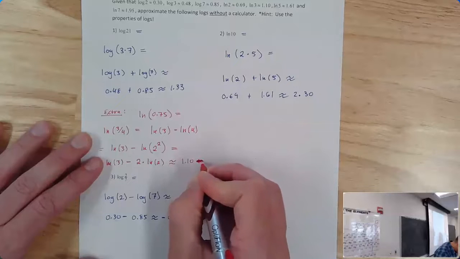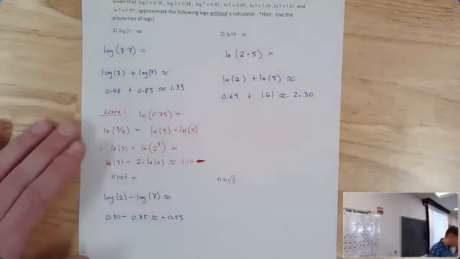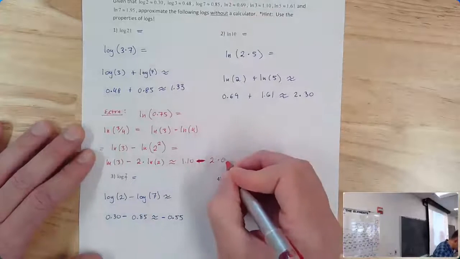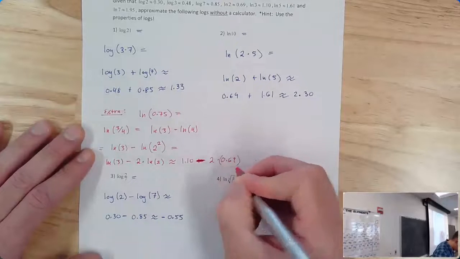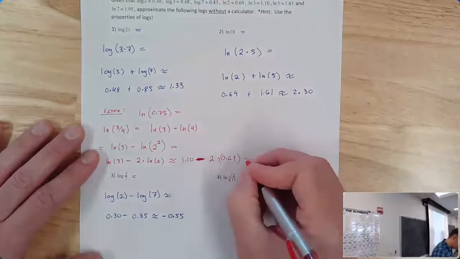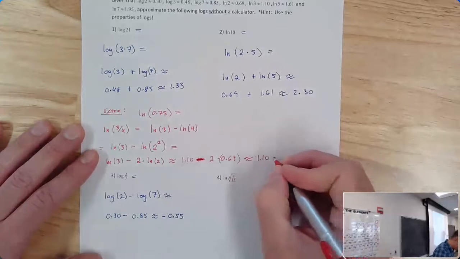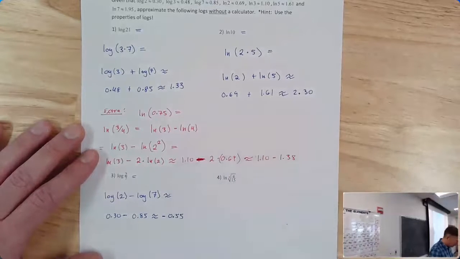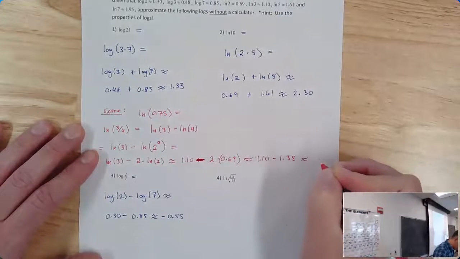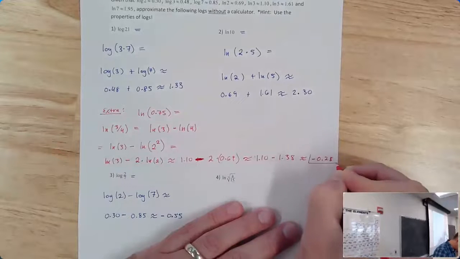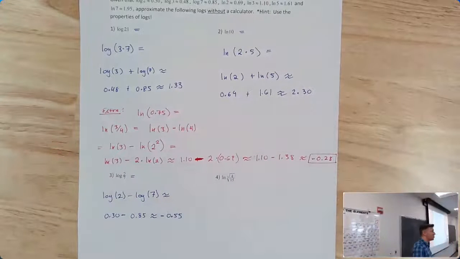Minus, not plus. Biggest minus sign ever, okay. 2 times the natural log of 2, which is approximately 0.69. So then 2 times 0.69 is going to be 1.38. 1.10 minus 1.38 is about negative 0.28. So even if it doesn't look like the numbers you have are in there, they're in there somewhere. They just might be a little more hidden.